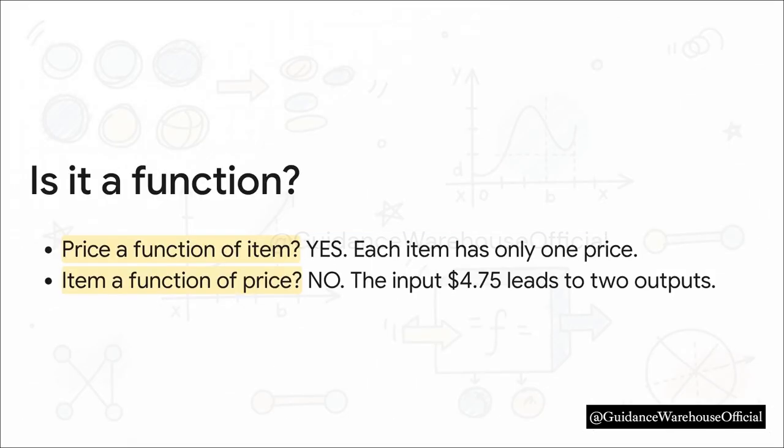So did you figure it out? The answer is yes, it absolutely is a function. Why? Because if you pick any item, let's say a latte, it has exactly one price, $4.75. A muffin has one price, $3. It's predictable. But what happens if we flip it around?